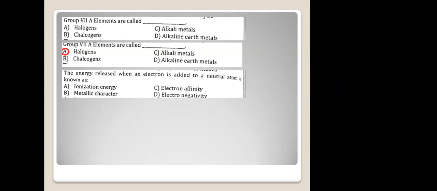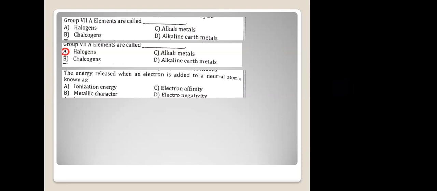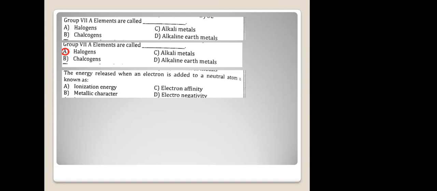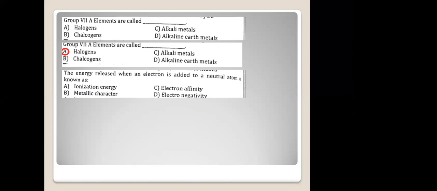Electronegativity is the power of an atom to attract electrons towards it. It is the ability to attract shared electrons to itself. Someone answered, nice. They've answered correctly. What is electronegativity? Electronegativity is a measure of an atom's ability to attract shared electrons to itself.